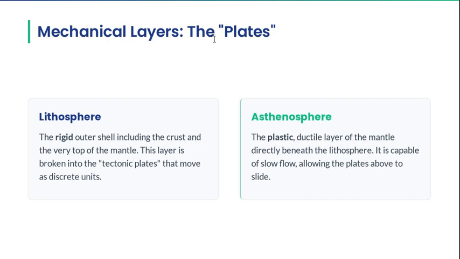So looking at the mechanical layers, we're first going to look at the plates with the lithosphere, which is the rigid outer shell, including the crust and the very top of the mantle. This layer is broken into tectonic plates that move as discrete units. And then we have the asthenosphere, which is the plastic, ductile layer of the mantle directly beneath the lithosphere, and it is capable of slow flow, allowing the plates above it to slide.